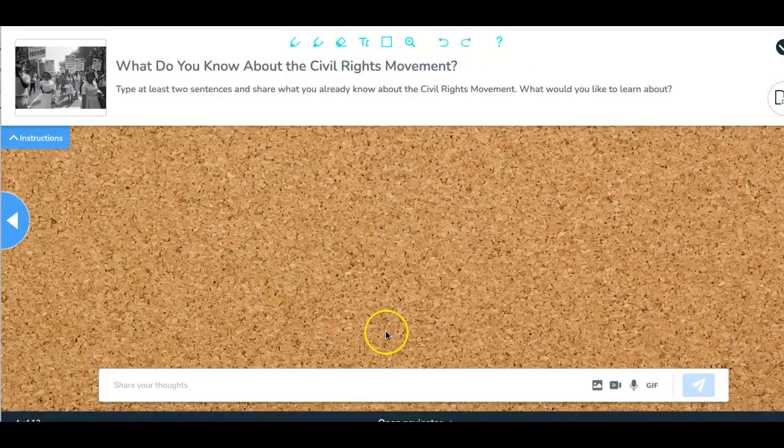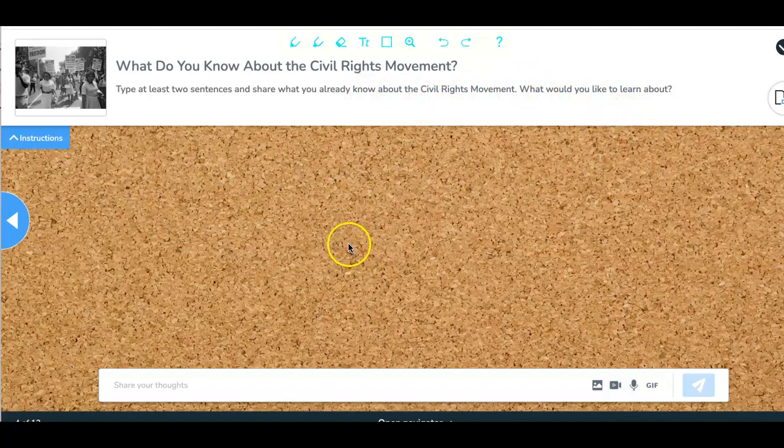So right here I added a collaborative written response just to get their prior knowledge, their background knowledge on the Civil Rights Movement. This would definitely help me to see what the students already know, so I can just move on with my lesson or add more things to the lesson to try to help students understand the Civil Rights Movement a lot more. So the instruction right here is type at least 2 sentences and share what you already know about the Civil Rights Movement. What would you like to learn more about?